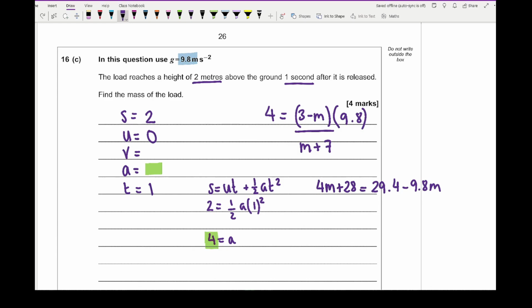Want to solve for m. So taking m to one side, we get 13.8m. Taking the 28 over gives us 1.4. Solving for m gives 0.101 kilograms.